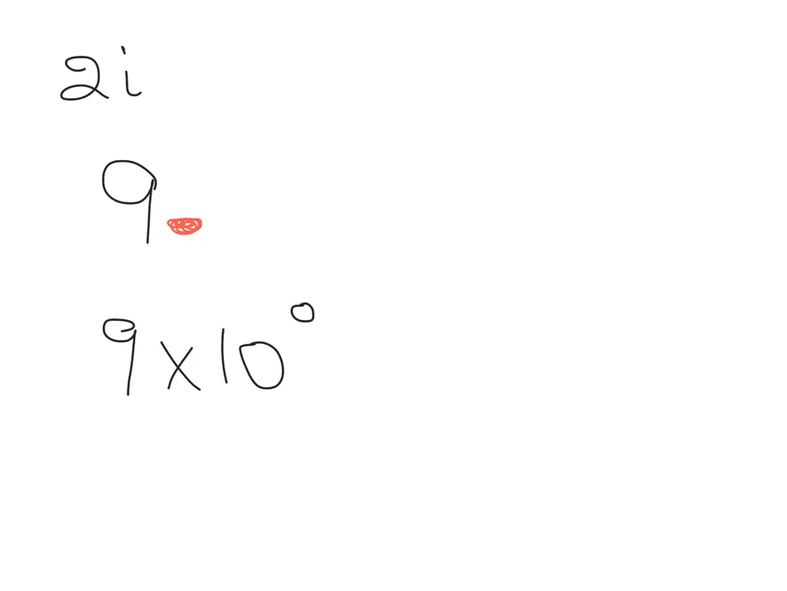So we have 9 times 10 to the power 0. Anything at all to the power 0 is equal to 1. So that's equivalent to multiplying 9 by 1. You're not going to change anything. So that's how you write, if you've got a single number, that's how you write it in scientific notation.